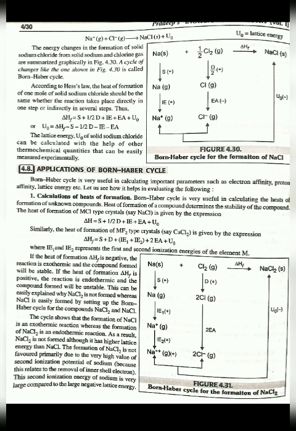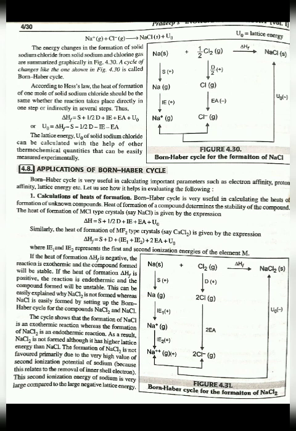The heat of formation of MCl type crystals, say NaCl, is given by the expression delta HF is equal to S plus half D plus IE plus EA plus UO. Similarly, the heat of formation of MX2 type crystals, say CaCl2, is given by the expression delta HF is equal to S plus D plus IE1 plus IE2 plus 2EA plus UO, where IE1 and IE2 represent the first and second ionization energies of the element M. If the heat of formation delta HF is negative, the reaction is exothermic and the compound formed will be stable. If the heat of formation delta HF is positive, the reaction is endothermic and the compound formed will be unstable.